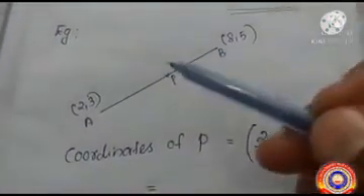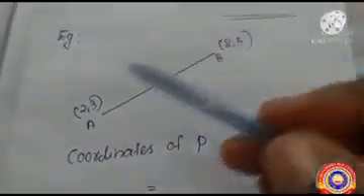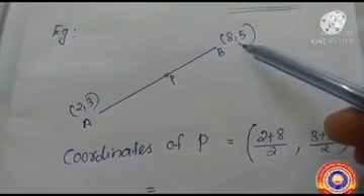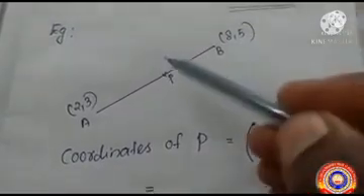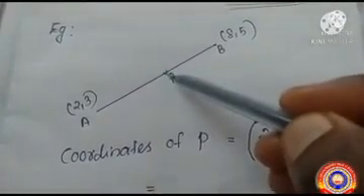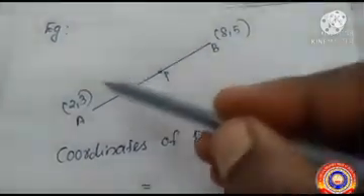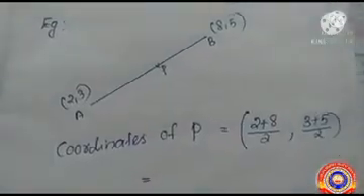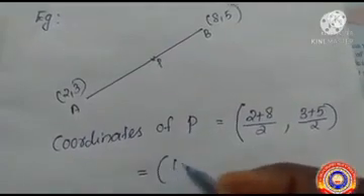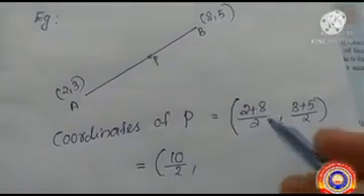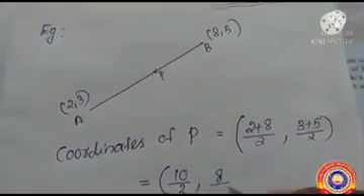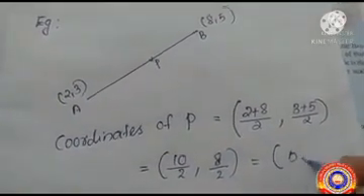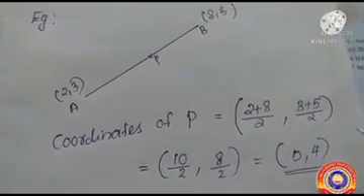For example, here P is the midpoint of AB. We have to find the coordinates of P using the coordinates of A and B, and it is equal to ((2 + 8)/2, (3 + 5)/2), which is equal to (10/2, 8/2), which is equal to (5, 4). Coordinates of P is equal to (5, 4).